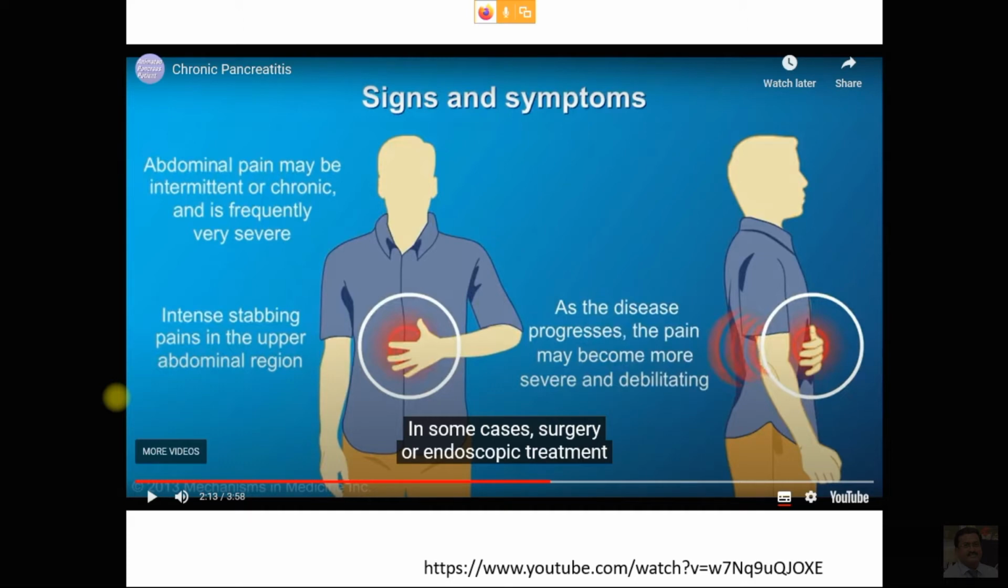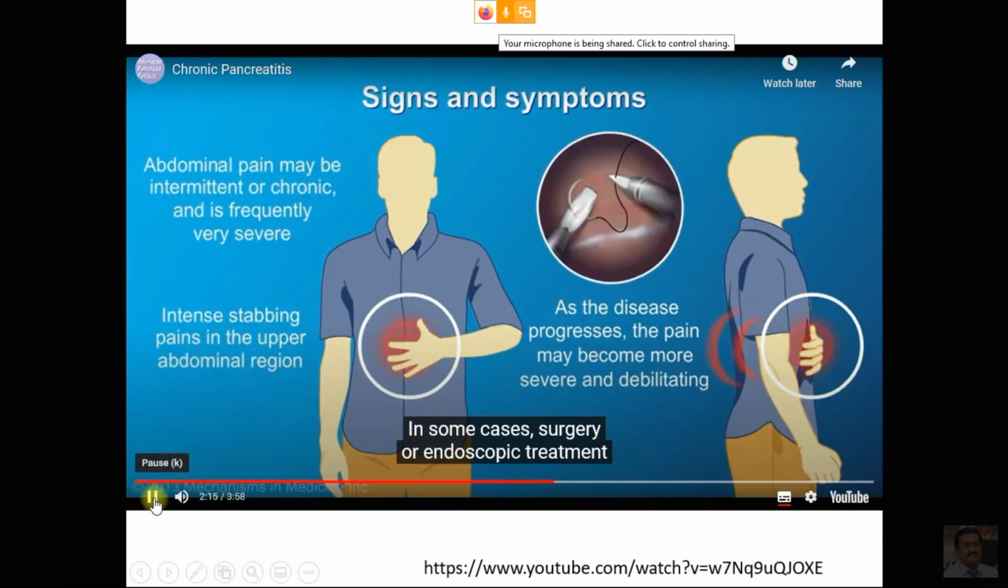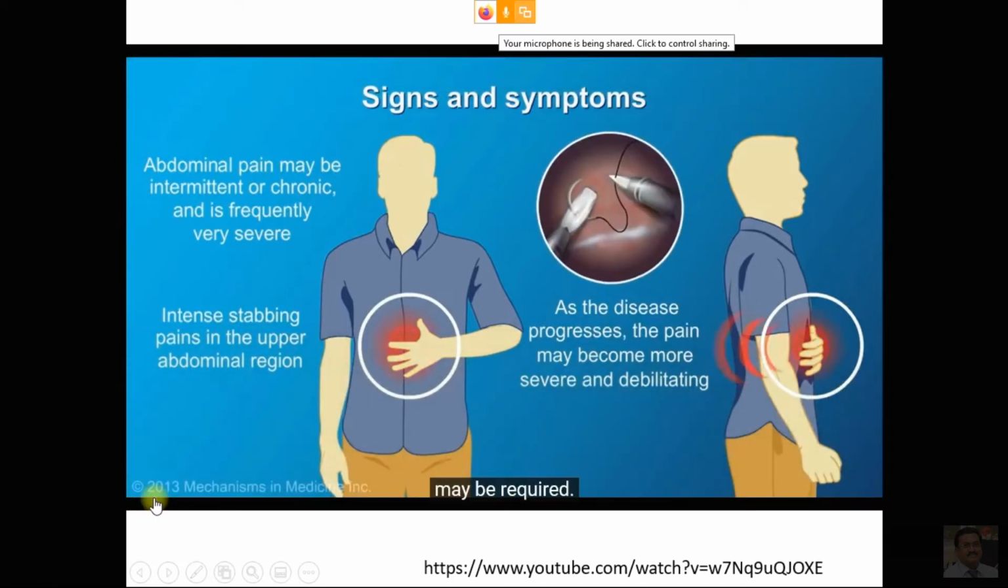The signs and symptoms are more or less related to those of an ulcer, and the very chronic back pain is similar to a kidney stone also. So it is very difficult to identify, and this needs some endoscopic treatment, that is the endoscopic study first of all. So this one we can see one by one. In some cases, surgery or endoscopic treatment may be required.